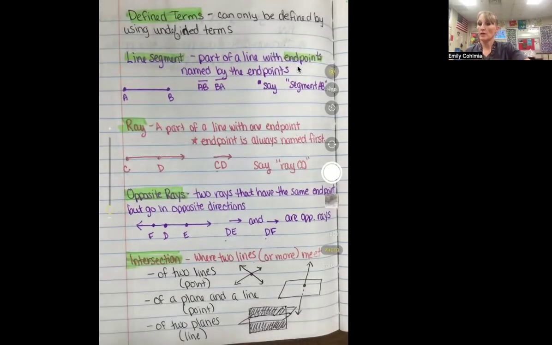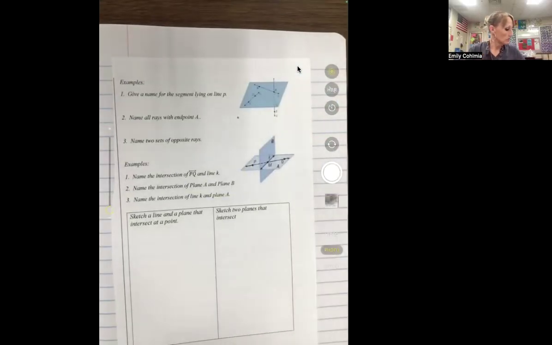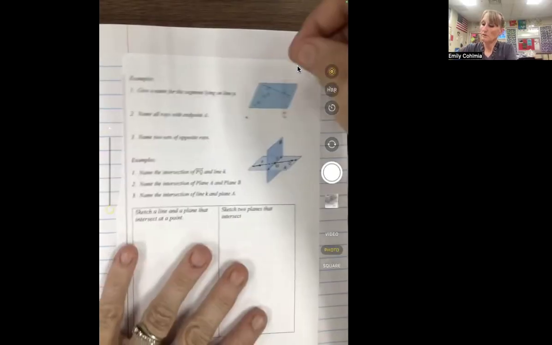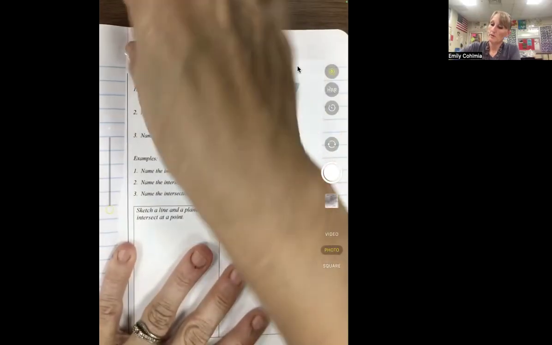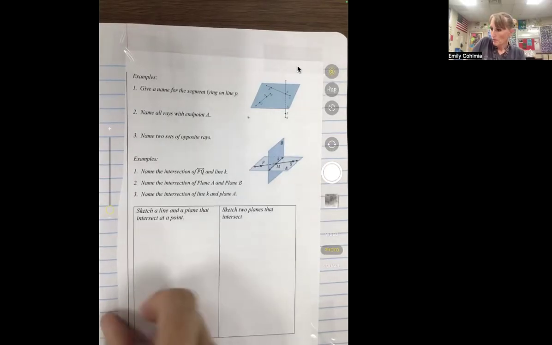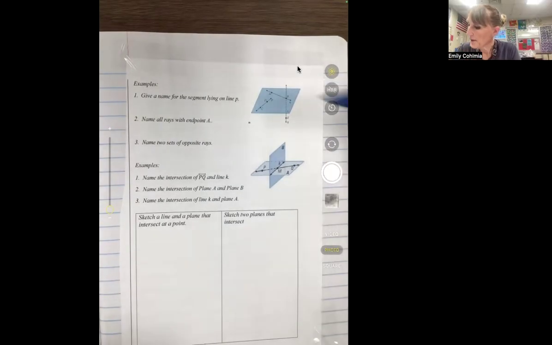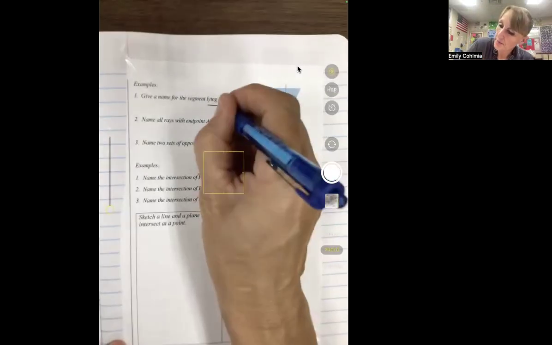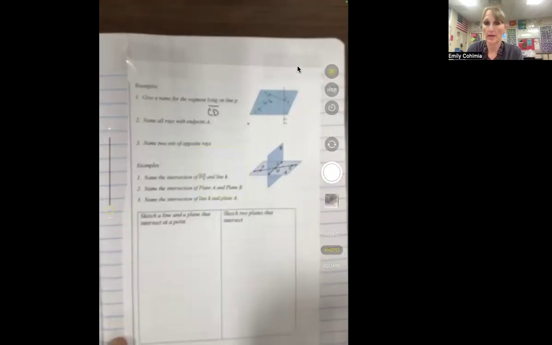Okay, so you can take your other part of your guided notes. We are going to give a name for the segment lying on line P. So here's line P. We're naming a segment, and we only have C and D on there, so it has to be segment CD. Could also be segment DC.